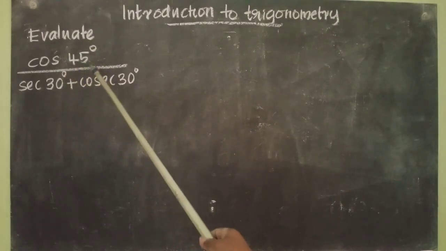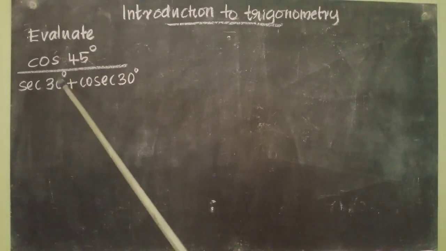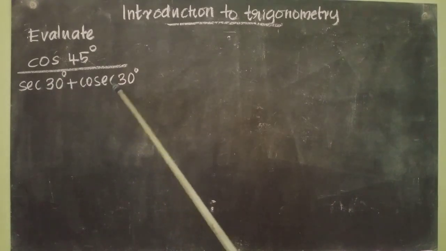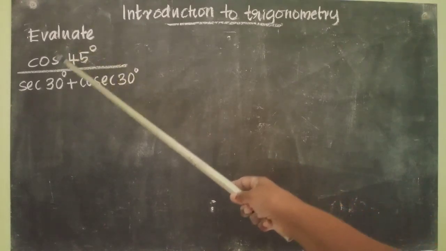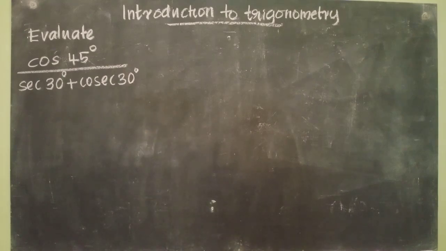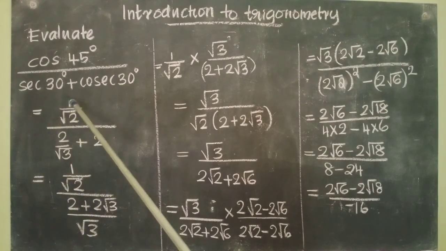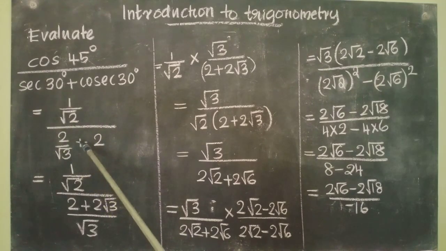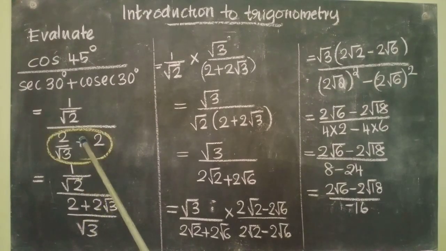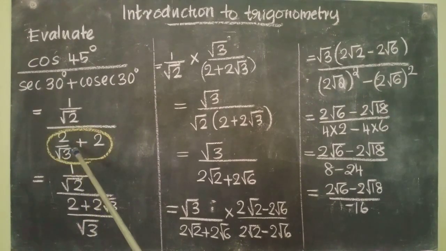Evaluate cos 45 degree divided by sec 30 degree plus cosec 30 degree. So let us give the values of cos 45, sec 30 and cosec 30. So we get (1 by root 2) whole divided by (2 by root 3 plus 2). Let us do the cross multiplication for the denominator. We get (1 by root 2) divided by ((2 plus 2 root 3) by root 3).